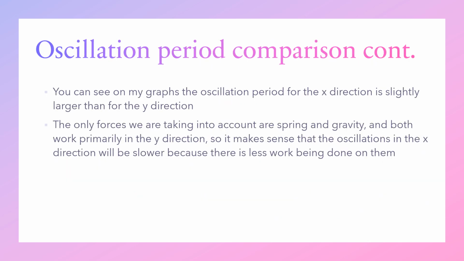You can see on my graphs the oscillation period for the x direction is slightly larger than for the y direction, and since the only forces we are taking into account are spring and gravity, and both work primarily in the y direction, it makes sense that the oscillations in the x direction would be slower because there is less work being done on them.